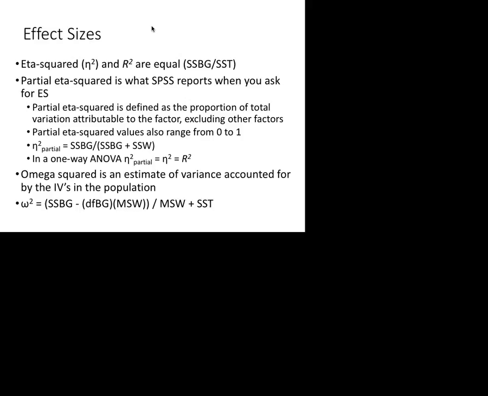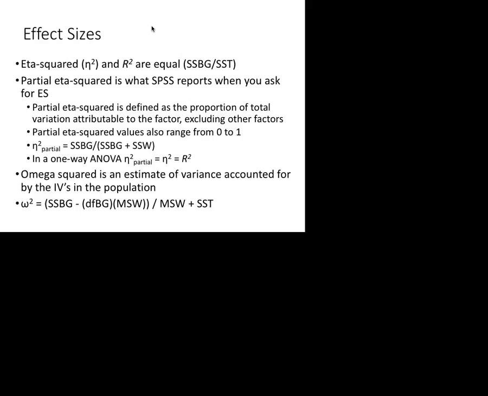Another effect size that gets reported, certainly less than the other two, but you do see it from time to time, is omega squared, and I give you the formula for it. It is an estimate of the variance accounted for by the independent variable in the population.